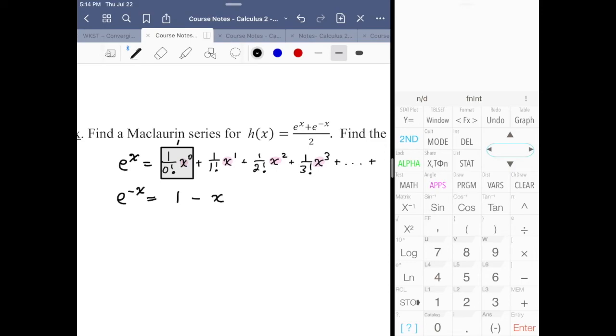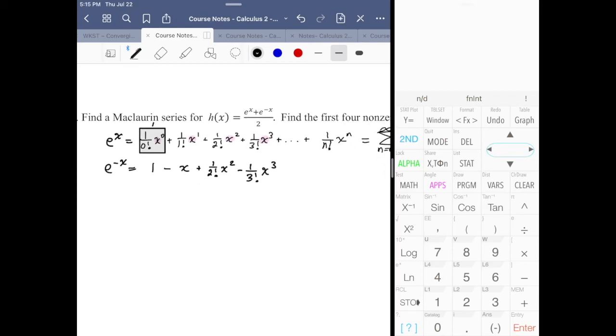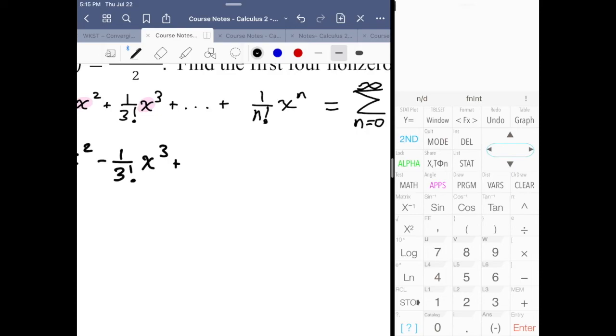So this becomes minus x, because 1 over 1 factorial is 1, plus 1 over 2 factorial. Negative x squared is x squared. Negative x cubed is negative x cubed. So this becomes negative 1 over 3 factorial x cubed. So now what we see here is that there really is no difference in the absolute value of each term of the expansion. The only thing that's changing is that it's now alternating.